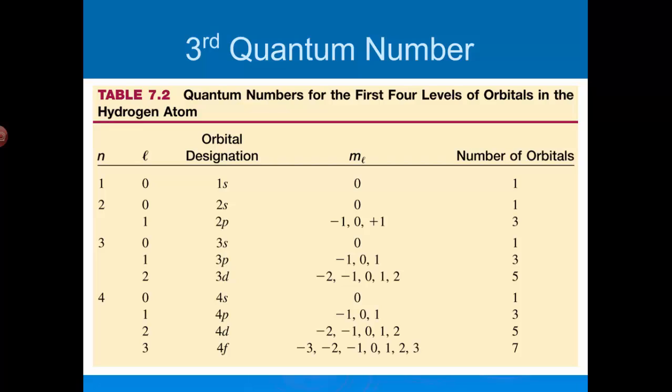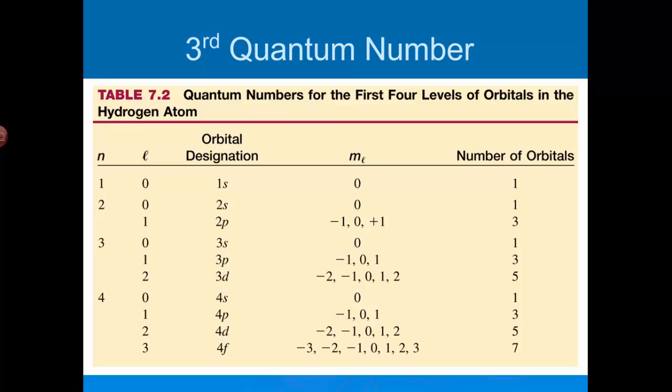Okay, same thing if n equals 3, we have 0, we have 1, and then we have 2. If n is equal to 3, L can be equal to 2. If L is equal to 2, we're talking about a d sublevel. If we're talking about a d sublevel, there are 5 d orbitals. Well, if you take plus L to minus L, you'll have -2, -1, 0, 1, and 2. There are the 5 d orbitals. Those are the numbers that correspond to those 5 d orbitals.